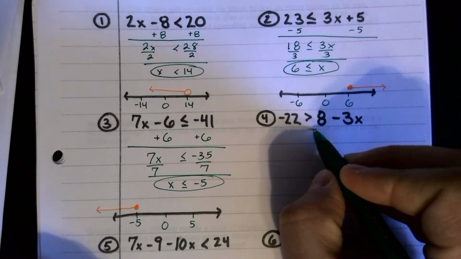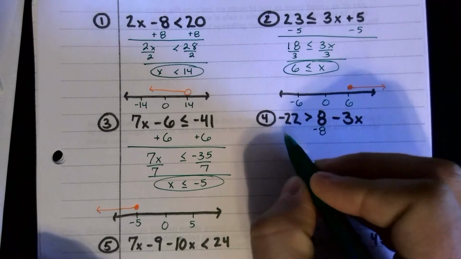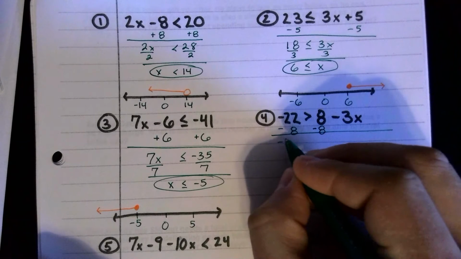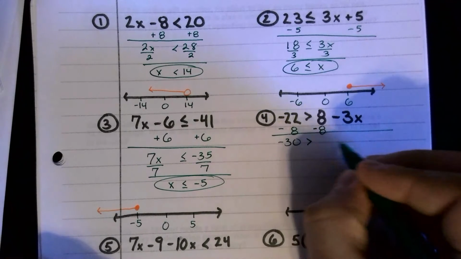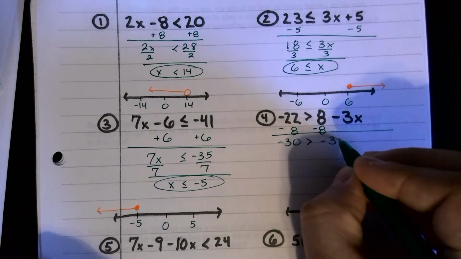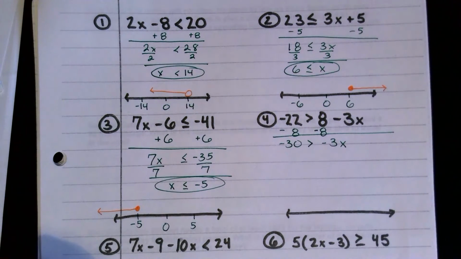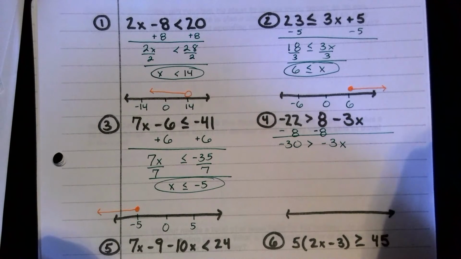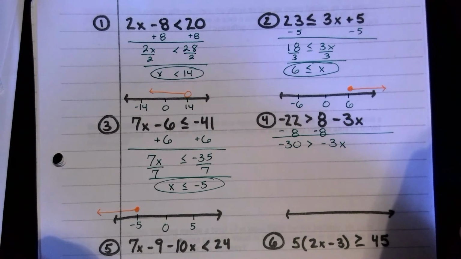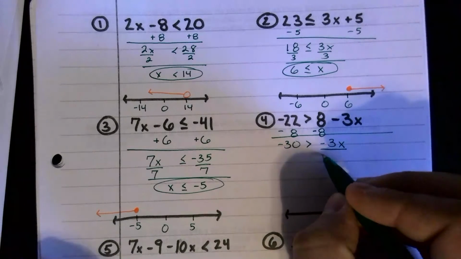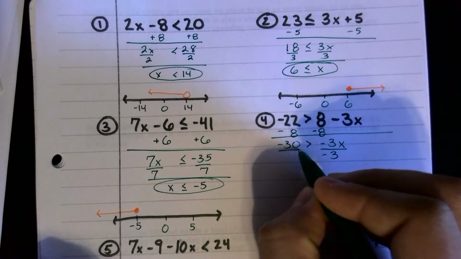Well, I can get that to go away to 0 by just subtracting 8 from both sides. Be careful with your signs. I get negative 30 is greater than, and don't forget to bring down this minus 3x, which we think of as now a negative 3x. And now to get rid of this negative 3 times x, the opposite of multiplying by negative 3, divide by negative 3. So I divide by negative 3 on both sides.